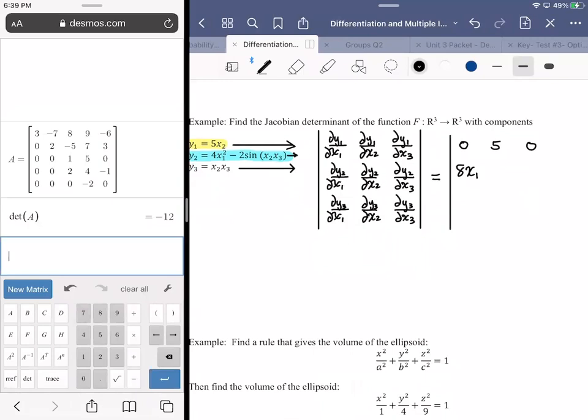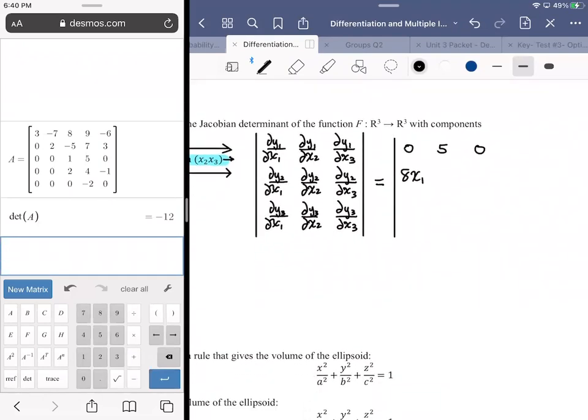Thank you. So 8x of 1 is what it ought to have been for the first entry in the second line. When we do it with respect to x of 2, the 4x of 1 squared goes away. So then we're looking at -2 cosine x of 2, x of 3. But we're doing this with respect to x sub 2. So we're multiplying it by the coefficient of x sub 2, which is x sub 3. I'm just going to tuck that in there.